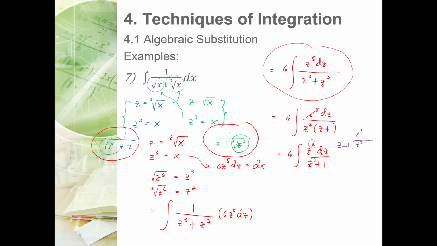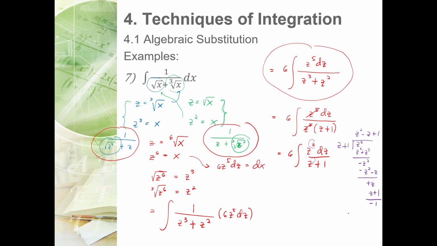So z squared first. So z cubed minus z squared plus z squared. So we have negative z squared, then minus z. So we have negative z squared minus z. So plus z again. Then plus 1. So z plus 1 is negative 1.